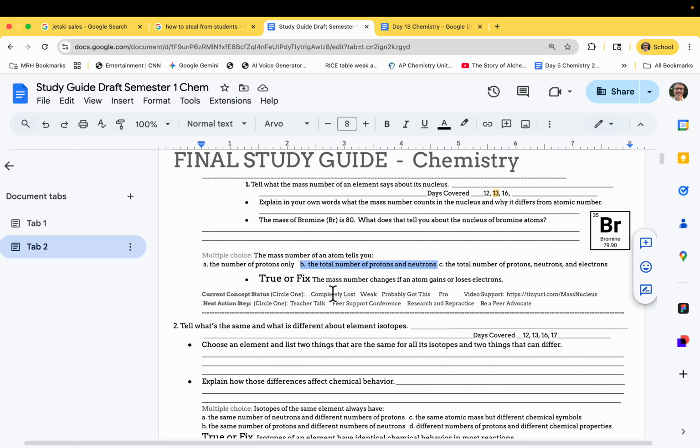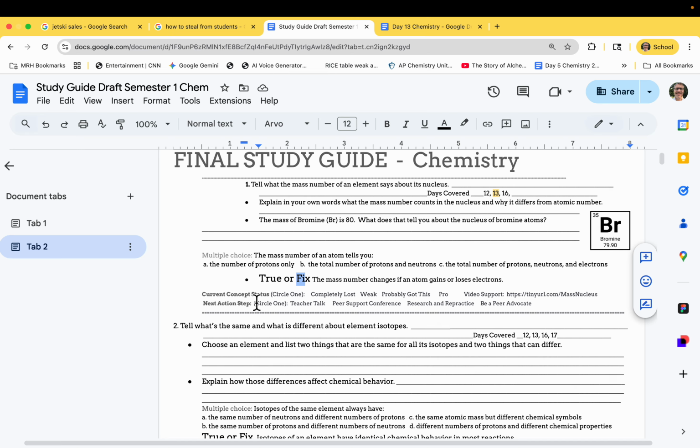True or fix, the mass number changes if an atom gains or loses electrons. No, electrons are negligible. They don't really count. So mass number would stay the same. This is a fix. We should say the mass number does not change if an element gains or loses electrons, or we should say the mass number changes if an atom gains or loses neutrons. So scratch out electrons and replace it with the word neutrons.